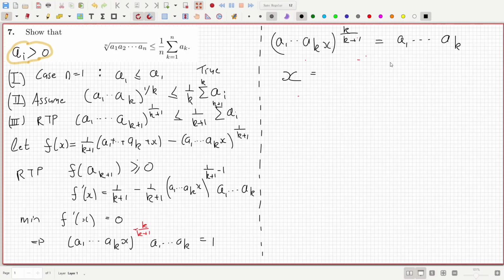x equals a1 dot dot ak, and that's k over k plus 1, and it will be that over that, so it's 1 minus that, 1 minus k over k plus 1. Let's see what that is. That's k plus 1 over k plus 1 minus k. So that's 1 over k plus 1, funny enough.